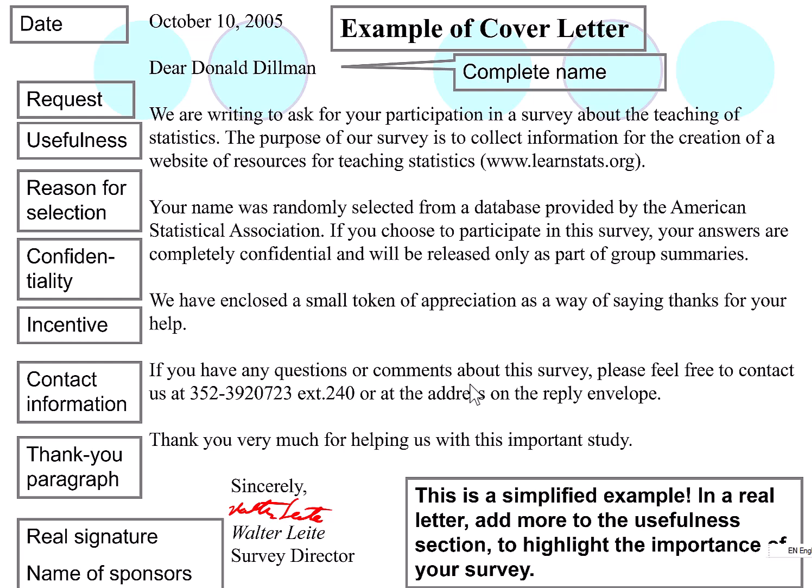Here is an example of a cover letter, similar to the cover letter for an internet survey that we mentioned earlier. Again, it mentions the usefulness early on, the reason for selection, confidentiality, contact information, any information from the IRB that's required if it's an academic survey, and thank you. This is a short cover letter because it had to fit the screen, but typically it will be a bit longer than this.